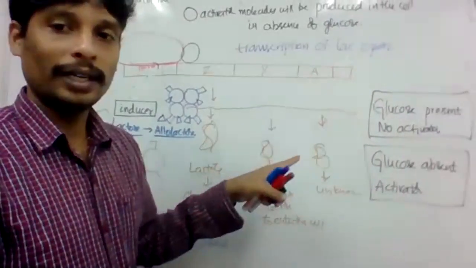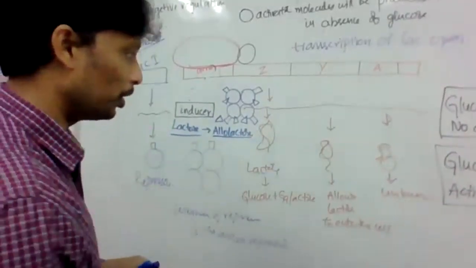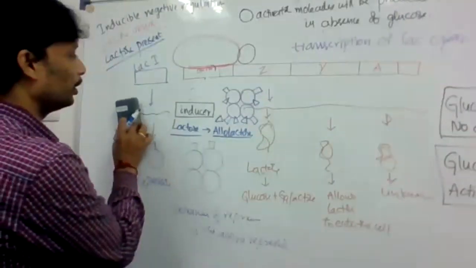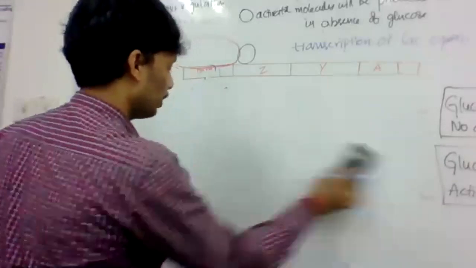We'll try to understand in a summary what happens. There are four possibilities. I'm erasing here. We have four possibilities.